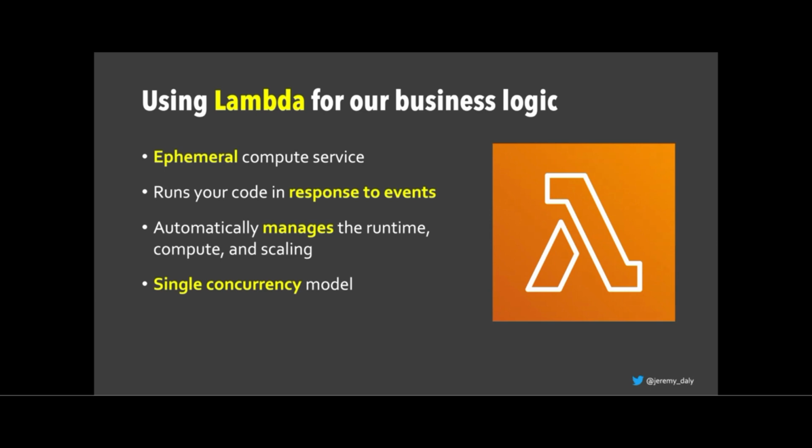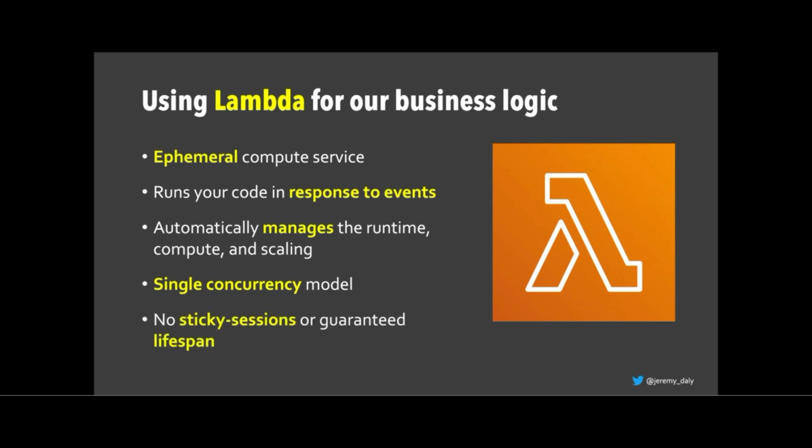Another important thing is that they're single concurrency models. So with a traditional, say, Node app or Python app, you might have multiple threads running that can respond to several requests at the same time. This is a single concurrency model, which means for every concurrent user connection that is invoking this Lambda function, it's going to actually spin up a new container for each one of these.